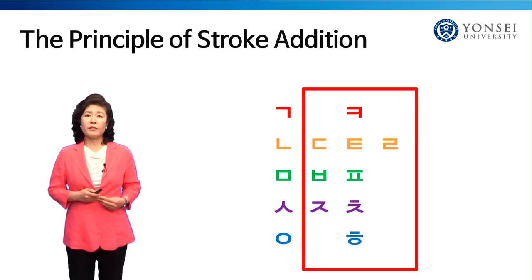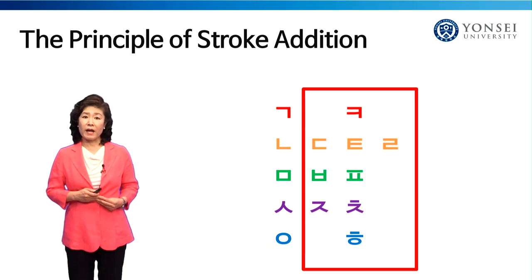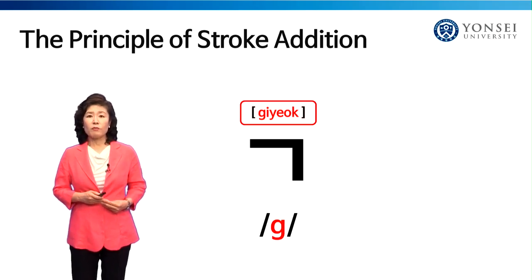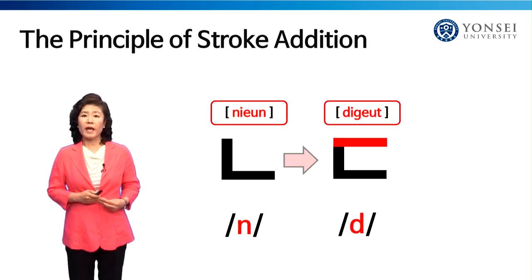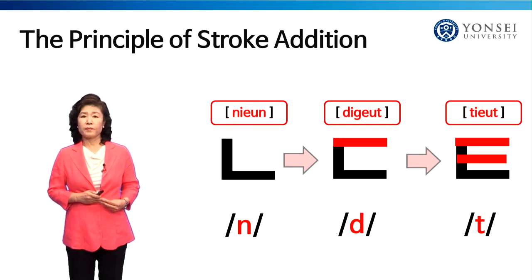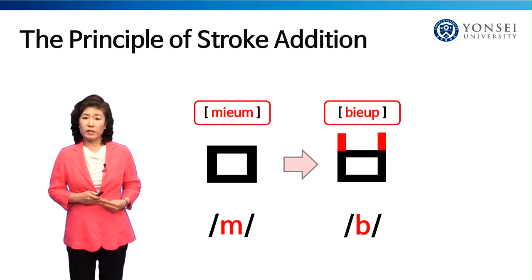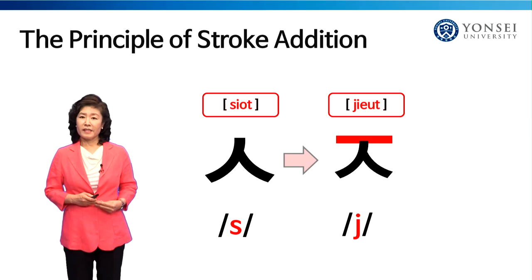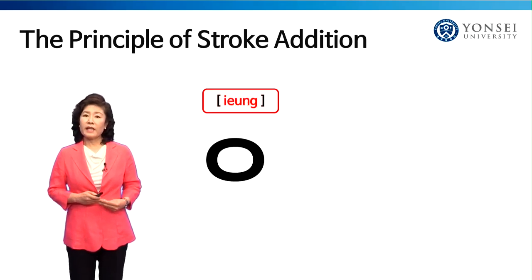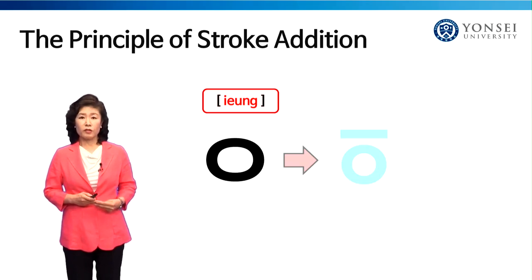The first principle of letter formation in Hangul is the principle of stroke addition. As you can see, the rest of the 9 consonants were formed by adding a stroke to each one of the basic 5 consonants. Take a closer look. Adding one more stroke, one more stroke, and 2 more strokes. Adding vertical strokes or horizontal strokes. Adding strokes. Second letter is not in use any longer. 2 strokes again.